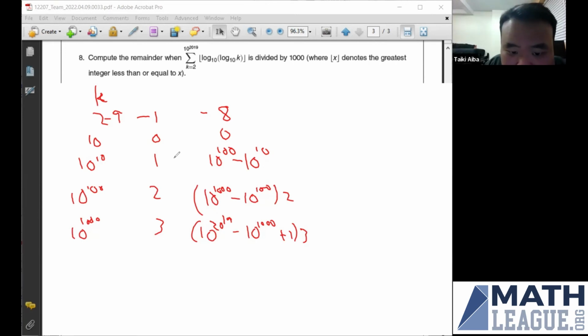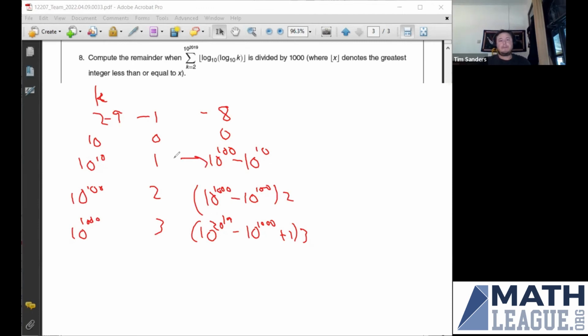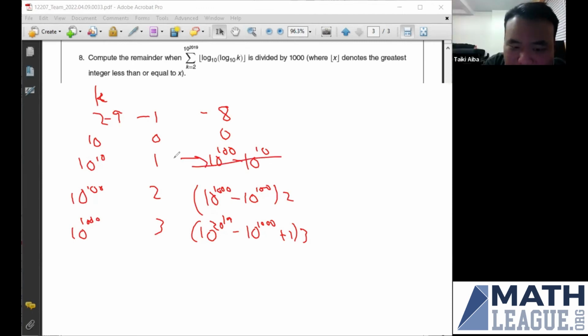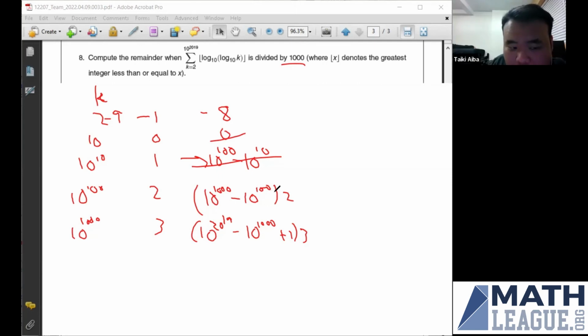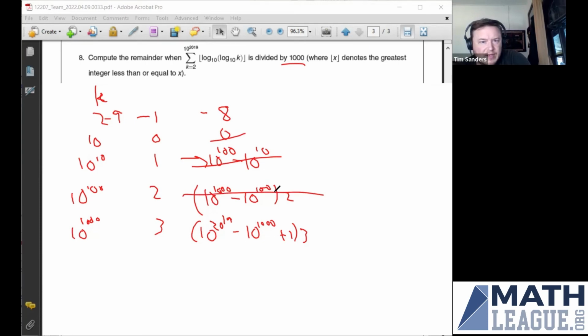Okay, this is a multiple of 1,000. Agreed? Okay, so that gets knocked out since we're dividing by 1,000. The 0 gets knocked out. So these get knocked out also, right? 10 to the 1,000 minus 10 to the 100. Both of those are multiples of 1,000. Okay, 10 to the 2019 is a multiple of 1,000, 10,000. So those get knocked out, and we're left with a 1 times 3. So we have 1 times 3, which is 3, minus 8 is -5, which is congruent to 995.